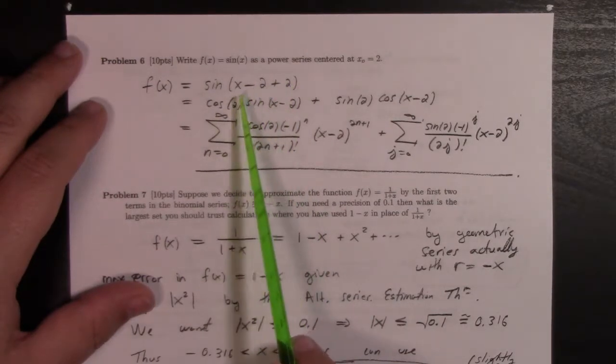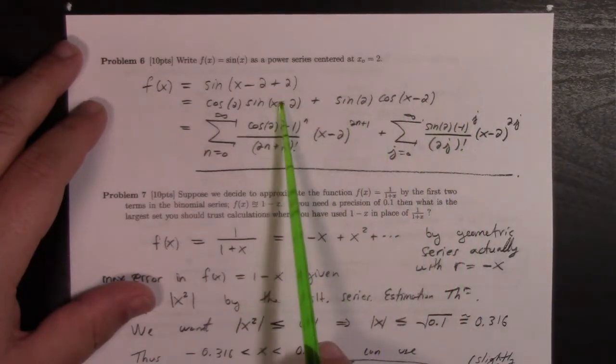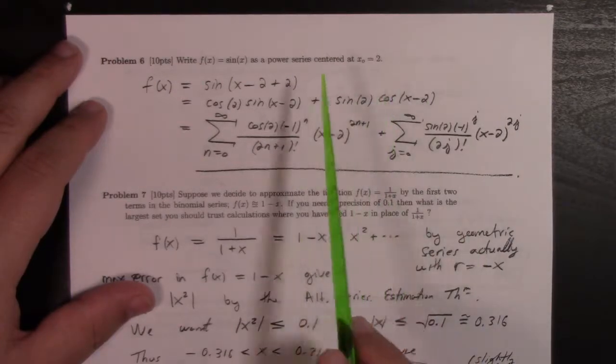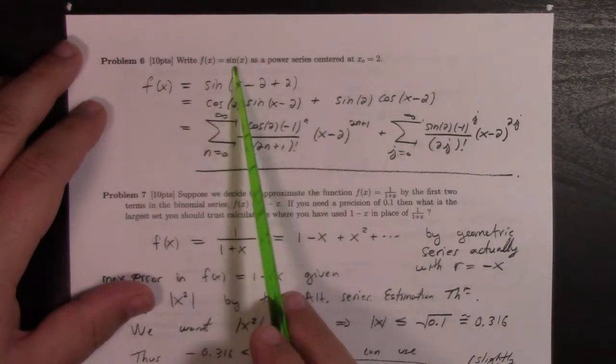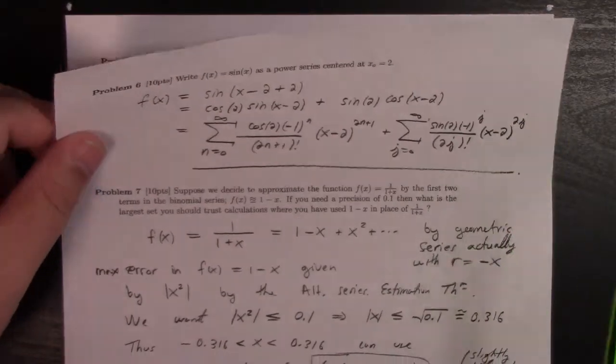That gives me cosine 2 times sine of x minus 2, plus sine 2 times cosine of x minus 2. Then I use the known Maclaurin expansions, and I'm done. Alternatively, of course, you could just differentiate this and use Taylor's theorem to get the same thing. It's up to you. Problem 7.